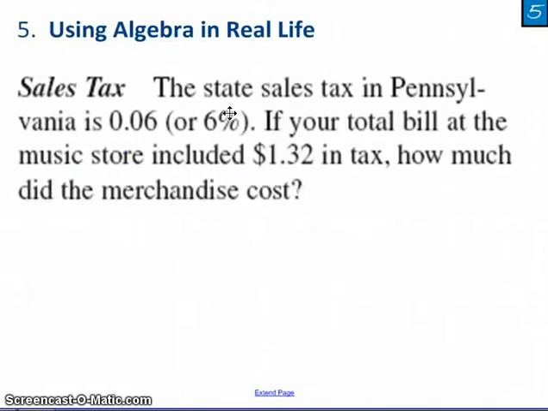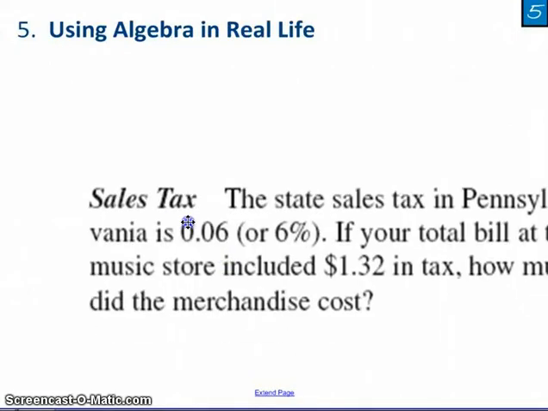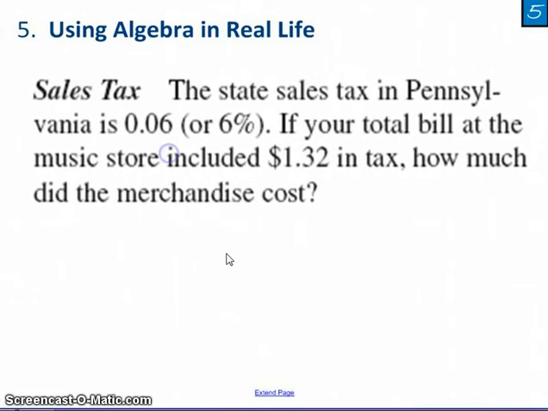How would you ever use this? Well, actually, the skills of chapter 1.3 come up again and again in life. A perfect example is working with sales tax. The textbook has picked Pennsylvania as its example, where the sales tax is 6%. If you got a bill that had $1.32 for the tax, and you wanted to work backwards and make sure that was correct, how much did the stuff that you bought at the music store cost you?